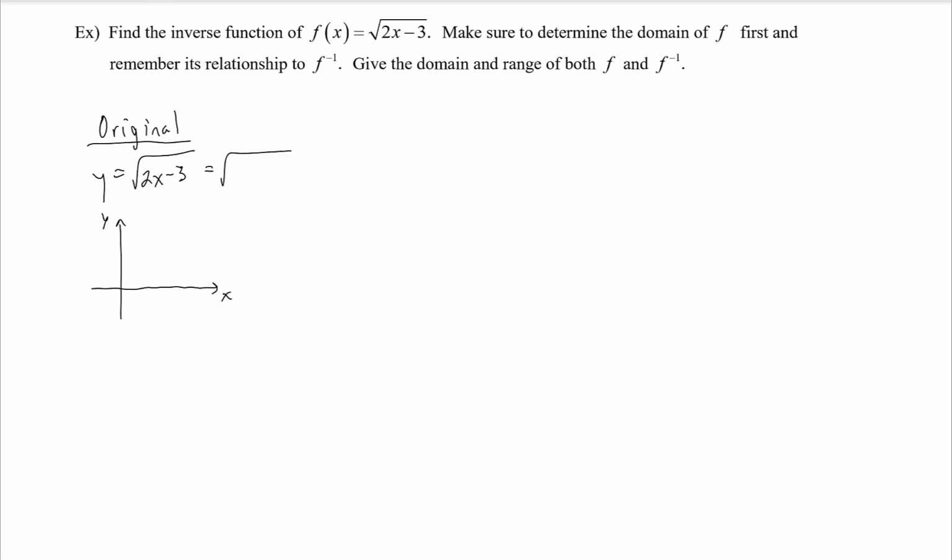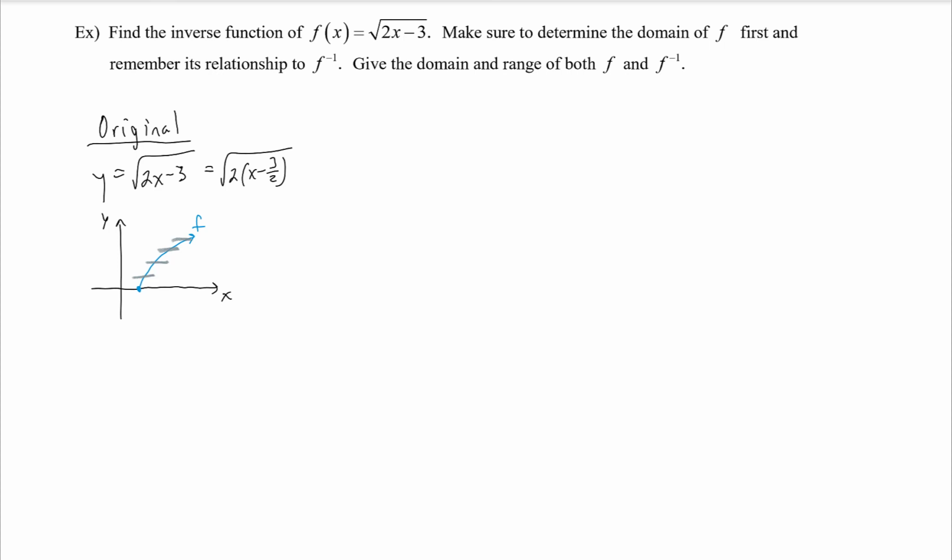Like if I were to factor out a 2, so we see that I'm going to shift it to the right, and then it's got a vertical stretch of the square root of 2 applied to it. So basically, the graph would look something like this. This is the original f. And it's going to pass the horizontal line test. So its inverse is going to be a function.